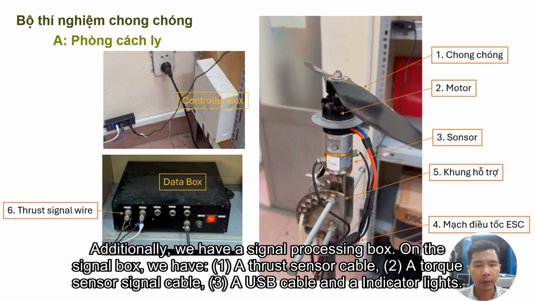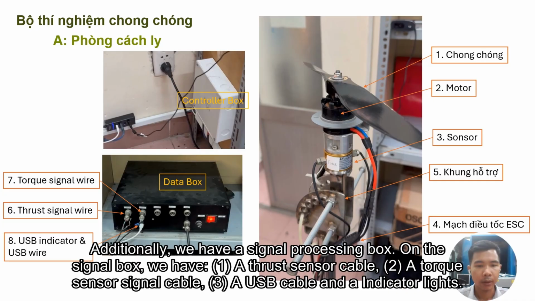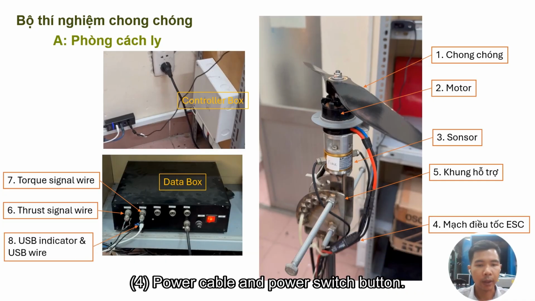Additionally, we have a signal processing box. On the signal box, we have: 1. A thrust sensor cable, 2. A torque sensor signal cable, 3. A USB cable and indicator lights, 4. Power cable and power switch button.